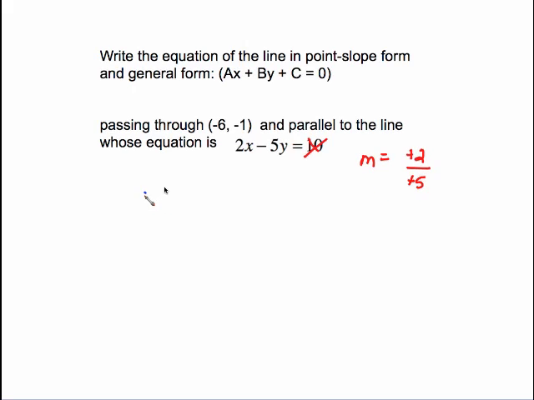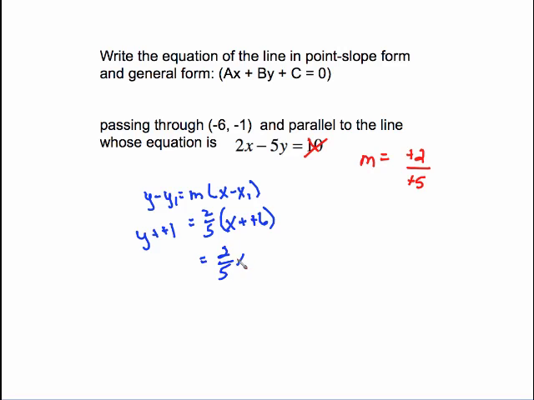And now let's plug into our point-slope formula. y minus y1 equals m times x minus x1. Plug in your m of 2/5 times x minus x1, which is a negative 6. Over here, this is y minus negative 1. Both of these change to plus, and then I can distribute this. It's 2/5 x plus 12/5. Over here is y plus 1.